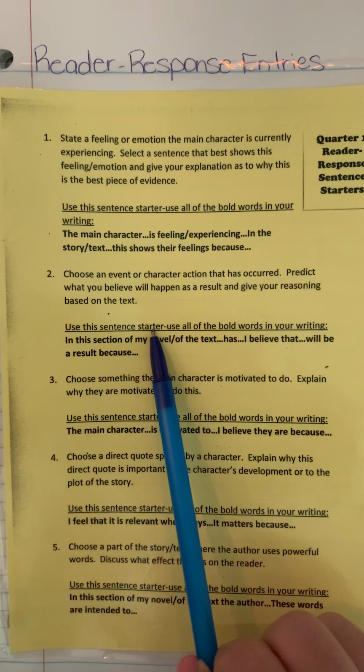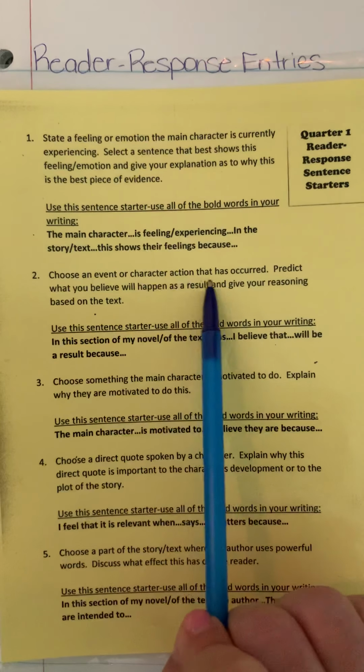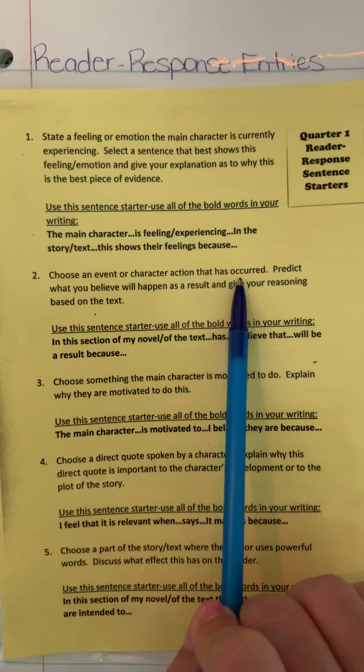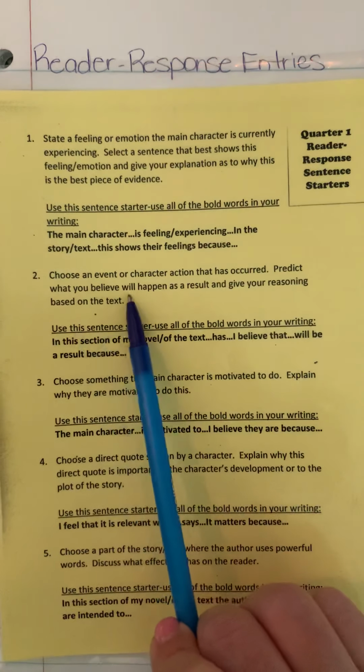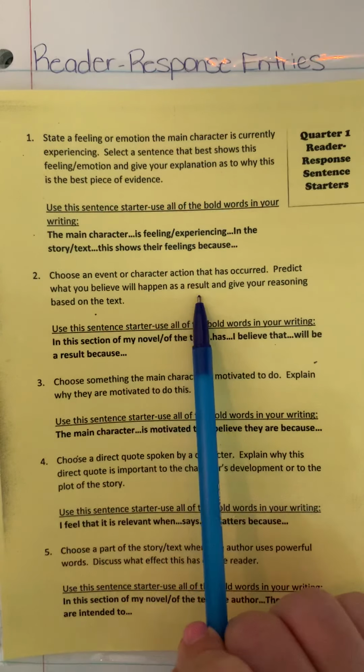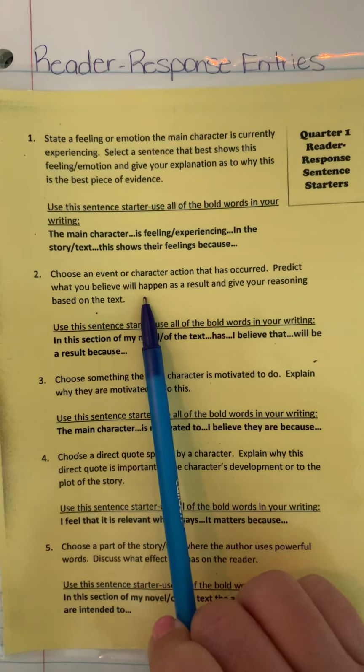So let's take a look at what you have to do first. The first thing it tells me to do is choose an event or character action that has occurred. So I'm gonna think of something that has happened. Then it says predict what you believe will happen as a result and give your reasoning based on the text. So I'm gonna make a judgment about what I think will happen, and then say why.